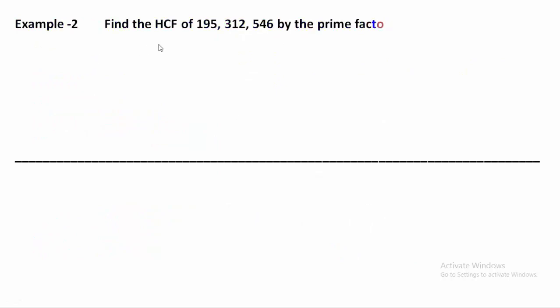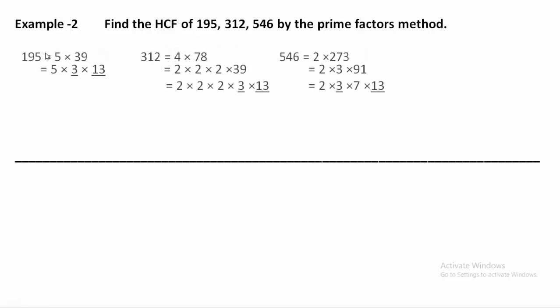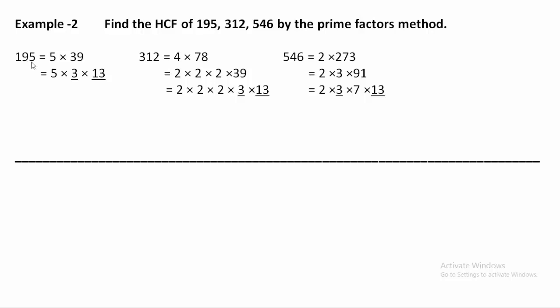Now see the next example. Find the HCF of 195, 312 and 546. Again we have to use the prime factors method here. Now see the factors. 195, in the unit place of the number 5 is there, and that is why it is divisible by 5. So when you divide by 5 you get 39. Again 39 is divisible by 3, we get 13, and that is why the factors are 5 into 3 into 13.